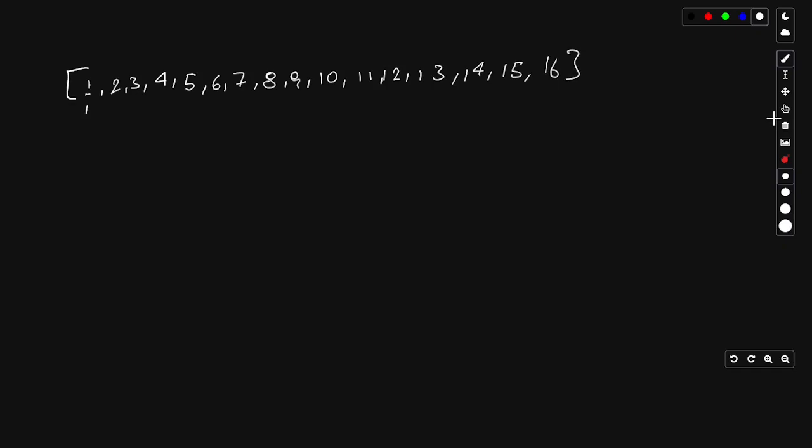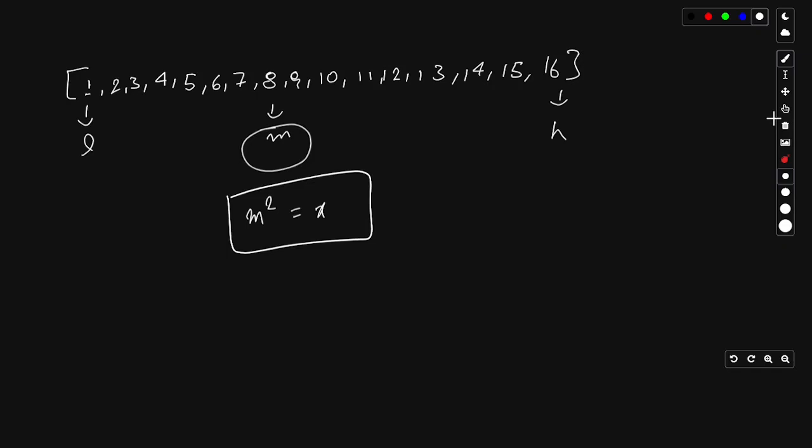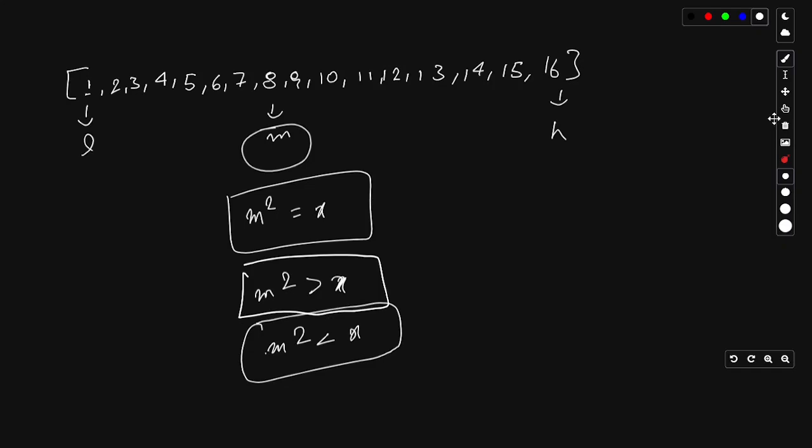So we can have a basic structure. What we will be doing here is that we'll check if this particular mid's square is exactly equal to x. We'll check for this condition, and if it isn't, we will have either mid square greater than x, or mid square smaller than x. We can have these three conditions, and for each of them we would have something different to do.